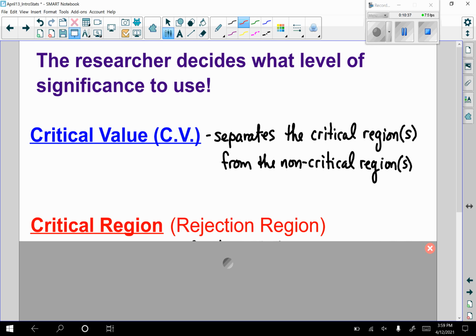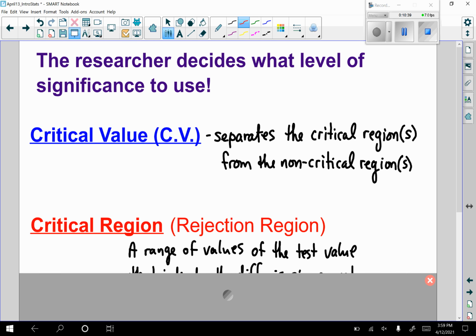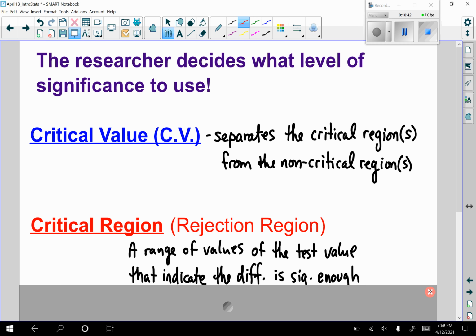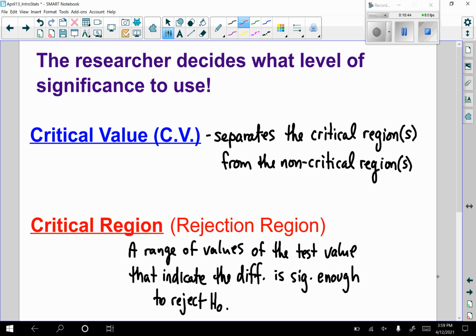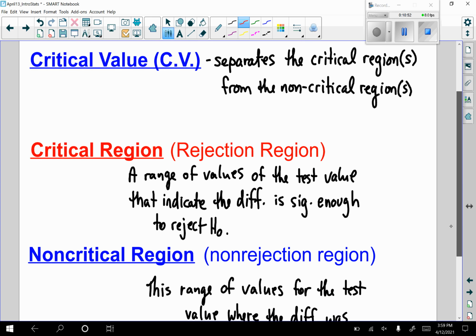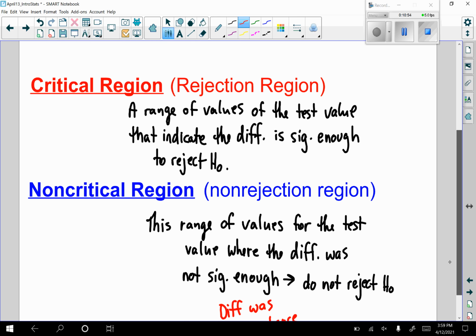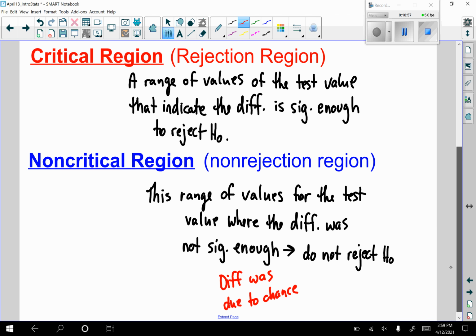So a critical region, if our value shows up in the critical region, then we reject. That's a range of values of the test value that indicate the difference is significant enough, and we reject the null hypothesis. The non-critical region, or the non-rejection region, is a range of values for the test value where the difference was not significant enough, and quite possibly just due to chance. In that case, we do not reject the null hypothesis.